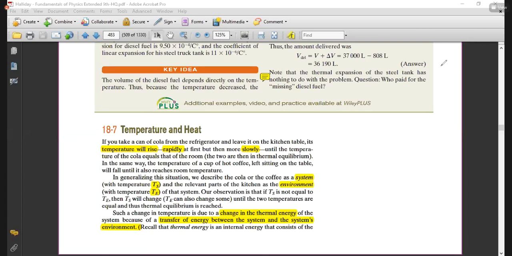Same is the case when you pull out some hot object from the microwave oven or the cooking range or from the stove. What will happen now? The temperature of the object you have taken from the stove or microwave oven is higher compared to the atmosphere. So it will release the energy to the atmosphere. Okay, so this is how it works.